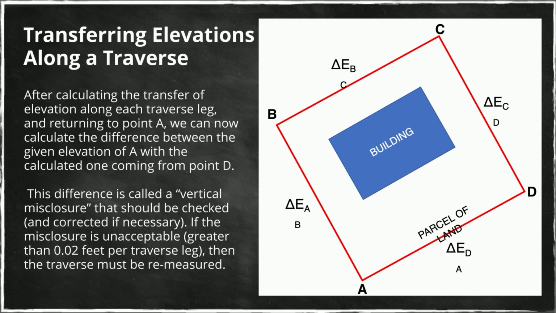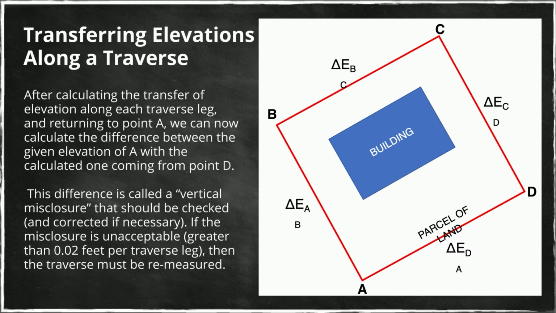If it's too large, according to the purposes of a specific project, then the measurements of the traverse have to be repeated, have to be done again. If the misclosure is too large to be acceptable, let's say greater than 2/100 of a foot per traverse leg, then the traverse again has to be remeasured. If it is negligible, we don't have to do anything. We can ignore the difference and just work with the calculations we have. If it's small and still too large to be negligible, we have to adjust this traverse.